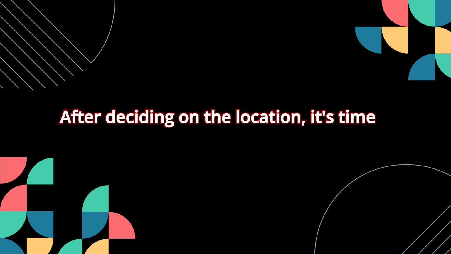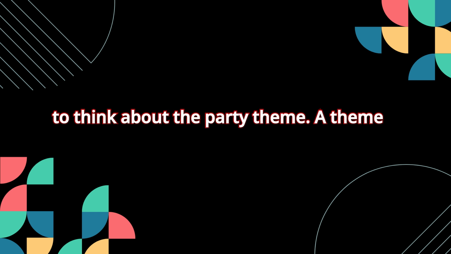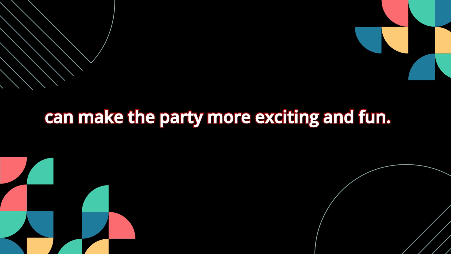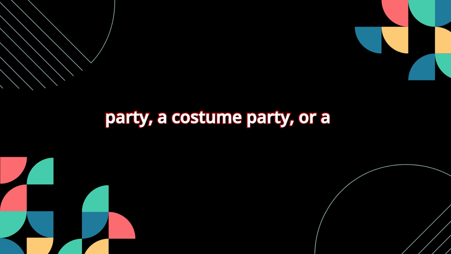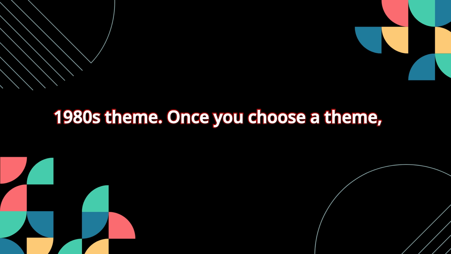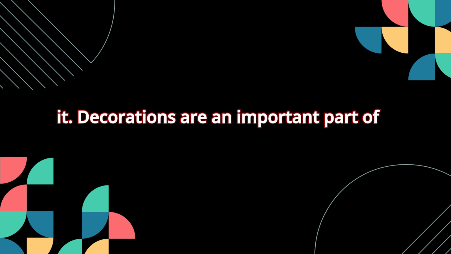After deciding on the location, it's time to think about the party theme. A theme can make the party more exciting and fun. Some popular themes include a beach party, a costume party, or a 1980s theme. Once you choose a theme, you can decorate the party space to match it.